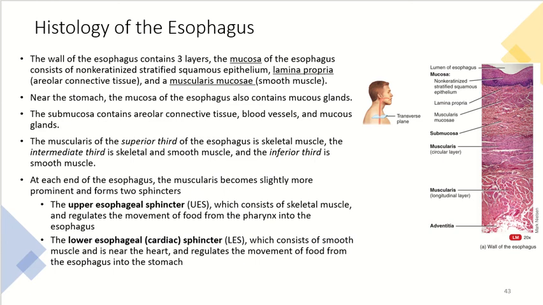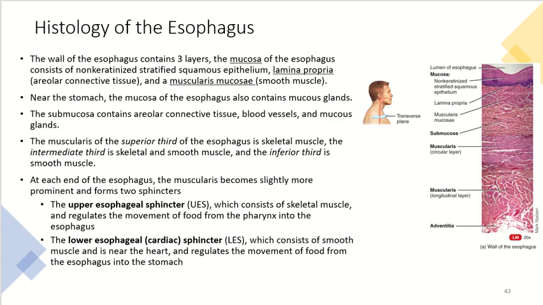The submucosa also contains areolar connective tissue as well as blood vessels and mucus glands. The muscularis of the superior third of the esophagus is made up of skeletal muscle, while the middle third is both skeletal and smooth muscle. The inferior third is all smooth muscle. So it's a transition based on where you are in the esophagus.